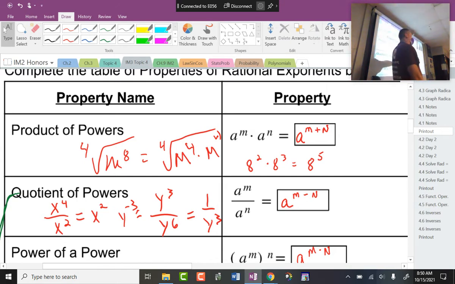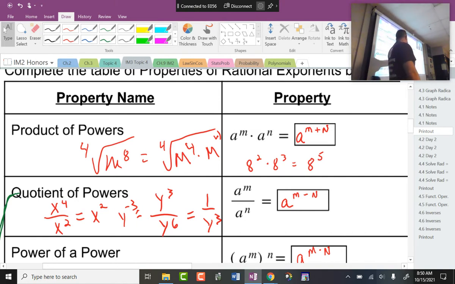y to the third over y to the sixth. Where are there more y's, top or bottom? 3, 2, 1, go. So everyone should be able to do this. Everyone should know that this is y over y. And then 3 of the y's cancel. There's 3 y's left over on the bottom, multiplied together, which means y to the third.